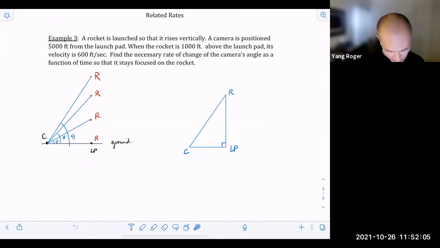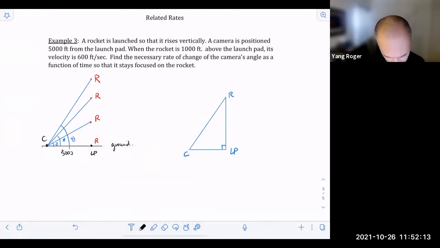Rocket's being launched vertically. It's 5,000 feet from the launch pad. So I didn't put that into my diagram. So here's 5,000 feet. In my picture, I hope you could see that the 5,000 feet goes here. And you guys can tell that this is a constant, right? Like this distance isn't changing.